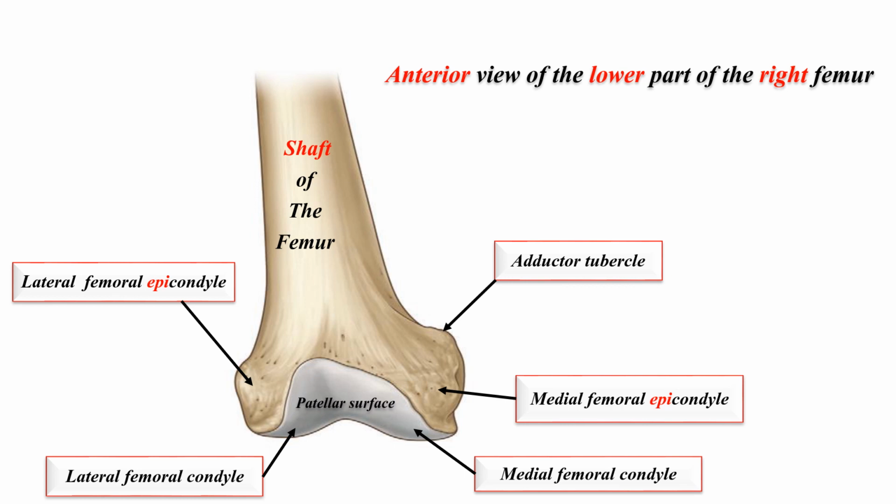This is the patellar surface, which lies between the lateral femoral condyle and the medial femoral condyle. Also, it is called the trochlear surface for the patella. You can notice that the lateral femoral condyle projects more than the medial femoral condyle. This projection helps to stabilize the patella.